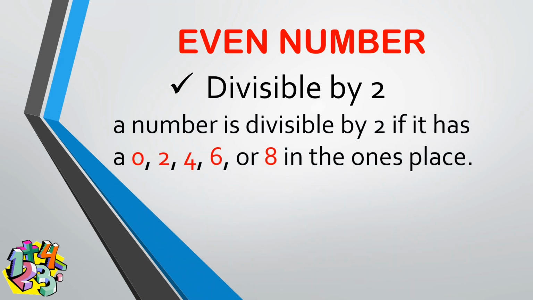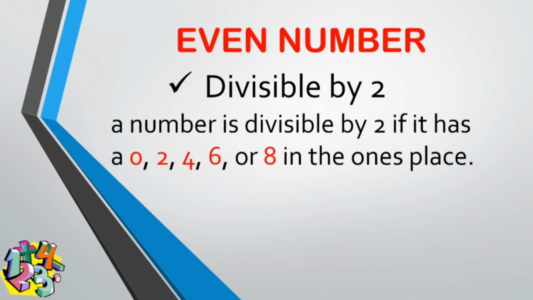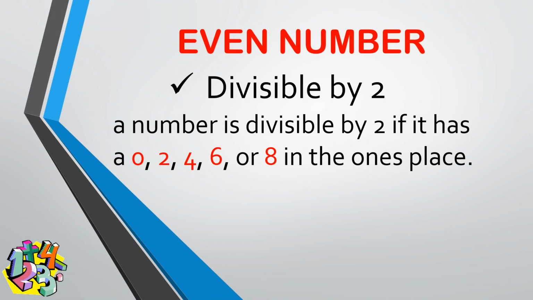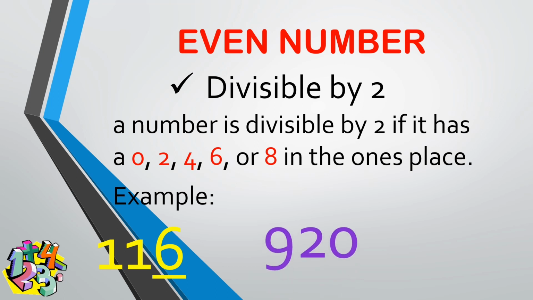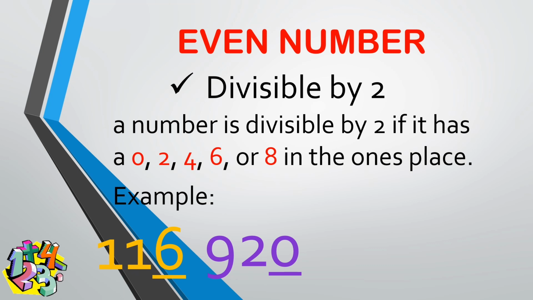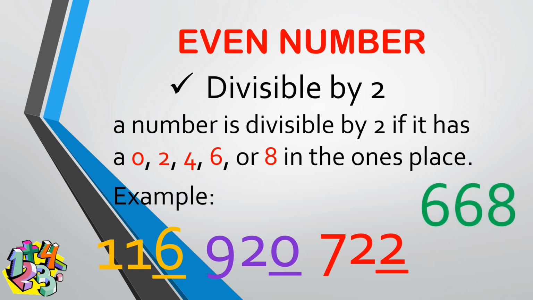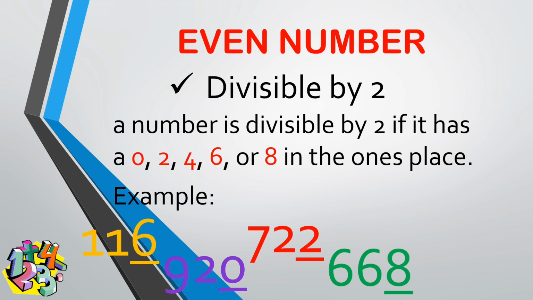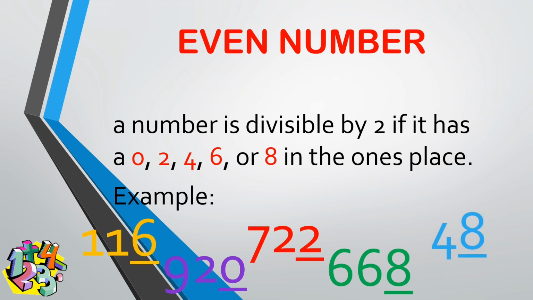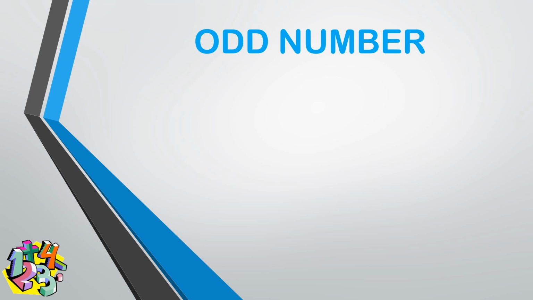A number is divisible by 2 if it has a 0, 2, 4, 6, or 8 in the ones place. Example, 116. The digit in the ones place is 6, and 6 is an even number. 920 is also an example of an even number. 722, 668, and 48.